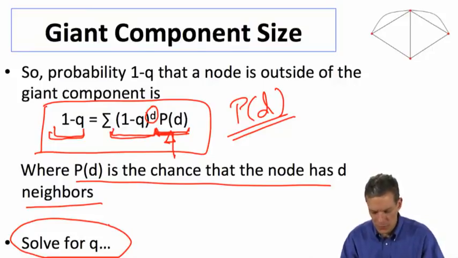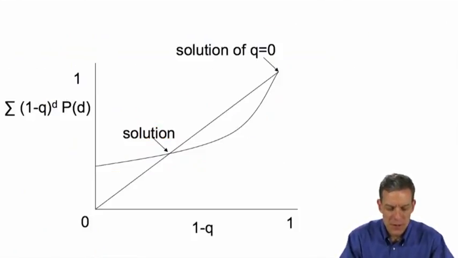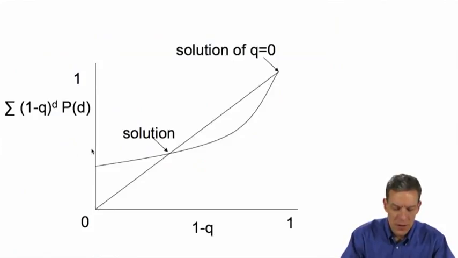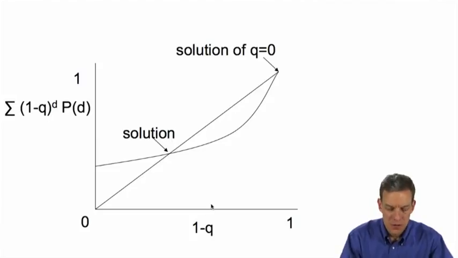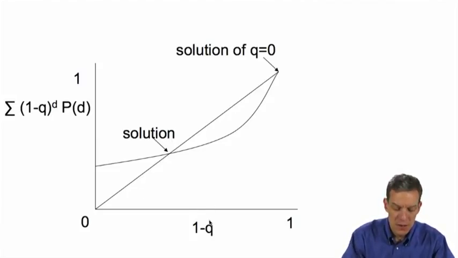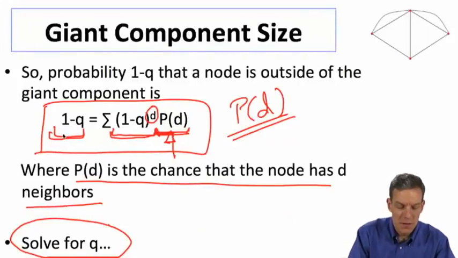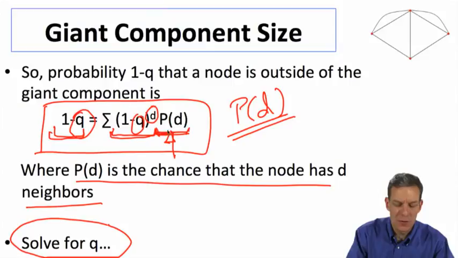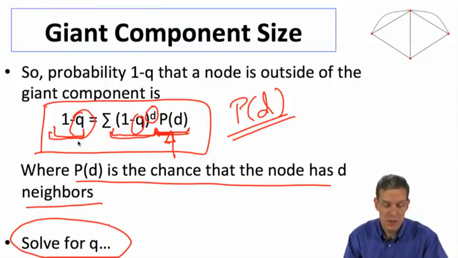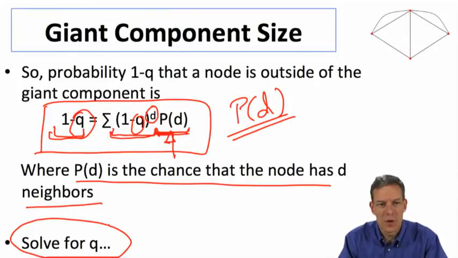So this is a nicely well-defined equation, and basically when we look at this, there's always going to be a solution of q equals 0. So we're basically solving this equation. One possibility is, well, if we put in q equals 0 here and q equals 0 here, then we're just summing across all degrees for the probability of d. We get 1 on both sides. That's always going to be a solution. The interesting solution to this is going to be the one where we have a non-zero q. So we want to solve for a non-zero q.